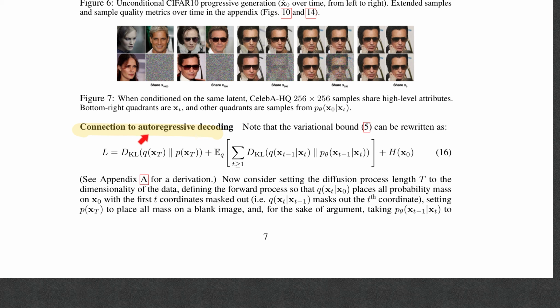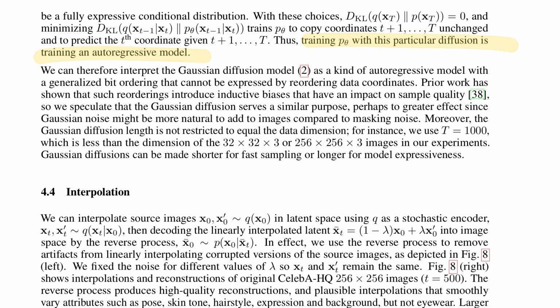They also show the connection to autoregressive decoding. For that, they have a specific formulation. For example, they consider setting the diffusion process length T to the dimensionality of the data, and then they consider the forward process so that x_t given x0 places all probability mass on x0 with the first t coordinates masked out, and masks the t-th coordinate. This is the specific formulation they discuss here. It shows that in a reformulated version of the diffusion model, training the p theta with this particular diffusion is kind of training an autoregressive model.